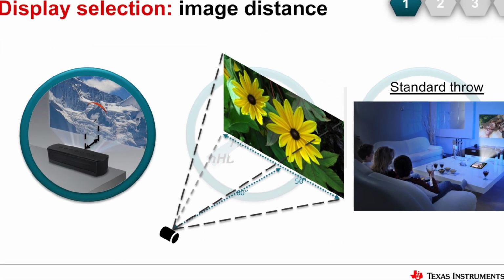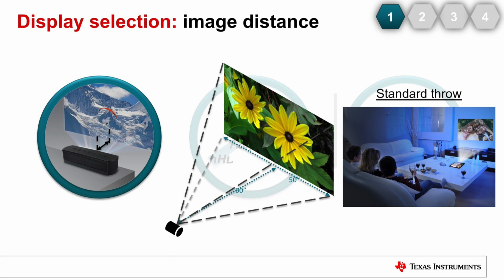For different values of throw ratios, there are a couple of common terms that are used as well. The first one is called standard throw, and standard throw is when the image is going to be quite far away from the end product. Typical throw ratio values are going to be over 1, and this means that the distance between the end product and the image is going to be larger than the horizontal distance of the image itself.